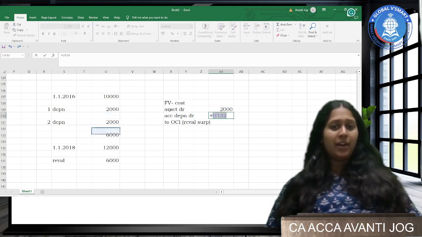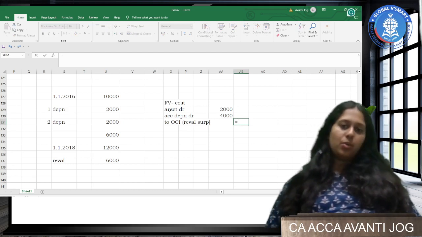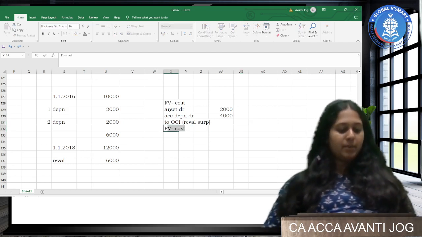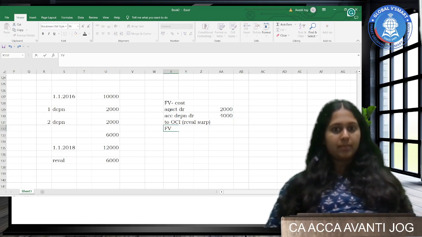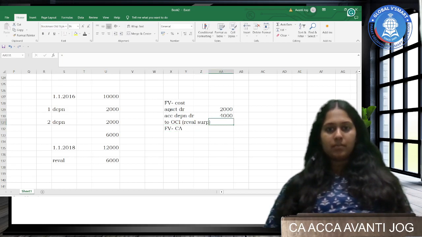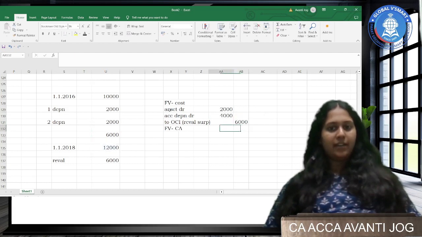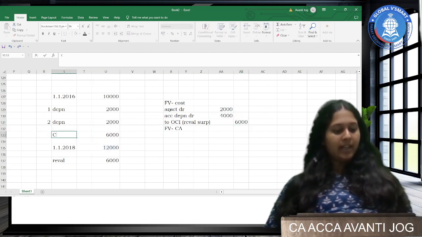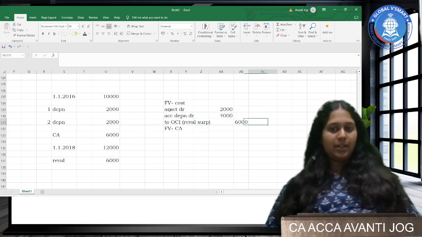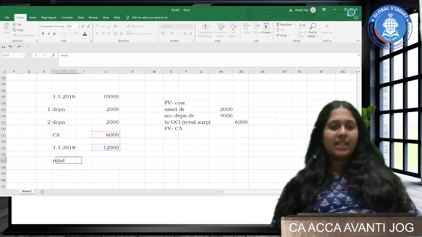Accumulated depreciation I have how much? 2000 plus 2000, which is 4000. And thus OCI kya lete hum? Difference between fair value and carrying amount, which is how much? 12 and 6 ka difference. As you can see, your entry is also tallying, right? 6,000 pay. Okay.